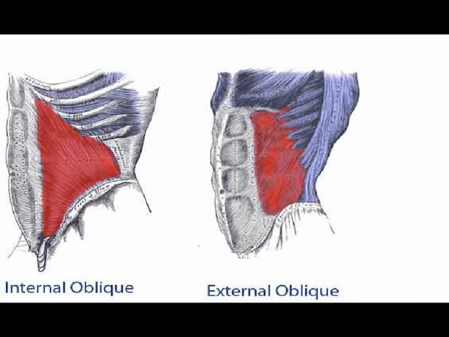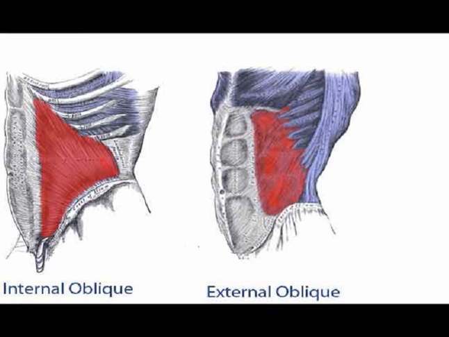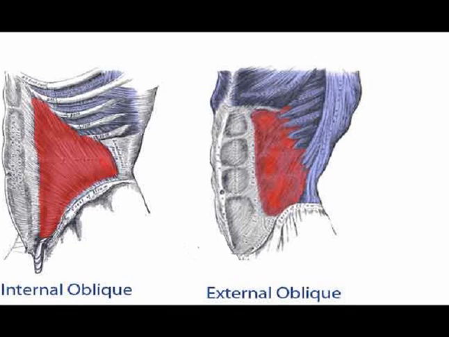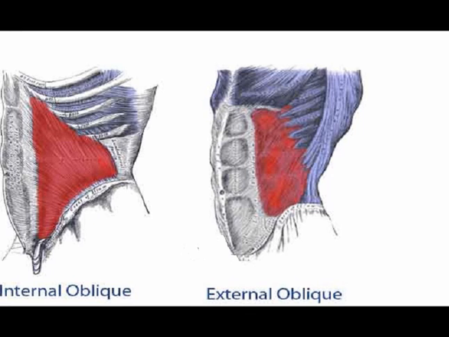The oblique muscles are located on the side of the waist. We have two layers of oblique muscles, the internal obliques and the external obliques. As you could tell by the name, the internal obliques are deep to the external obliques. Both the internal and the external obliques start in the back and wrap around to the front. The main difference is that the internal obliques wrap around to the front and run superior, which means they run upwards, and the external obliques wrap around to the front and they run inferior.